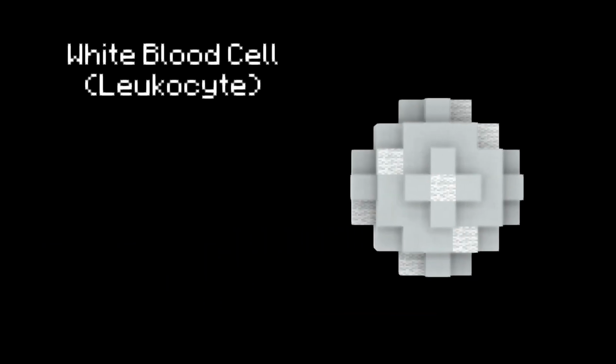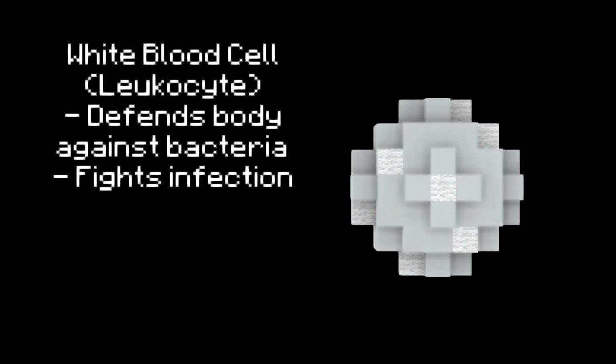And a little side note, if the hemoglobin is high in oxygen, the blood sample will appear bright red. If it is low in oxygen, the blood sample will appear dark red. White blood cells, aka leukocytes, defend the body against bacteria and fight infection.